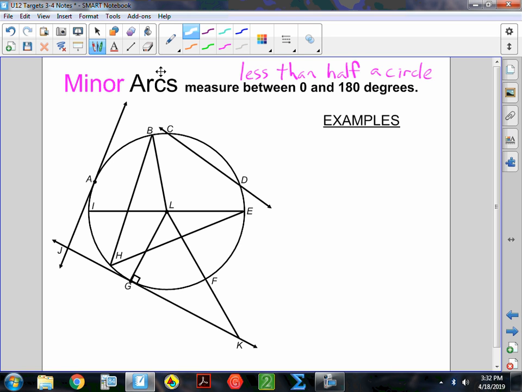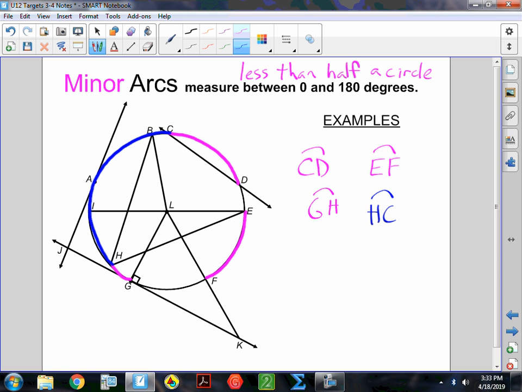So examples of minor arcs would be CD, less than half a circle, EF, less than half a circle, GH, clearly less than half a circle. We write all those with two letters and an arc symbol. And it doesn't have to be consecutive letters. I could do H all the way to C. H to C is less than half a circle, so HC would also be considered a minor arc. So lots of examples of minor arcs here.